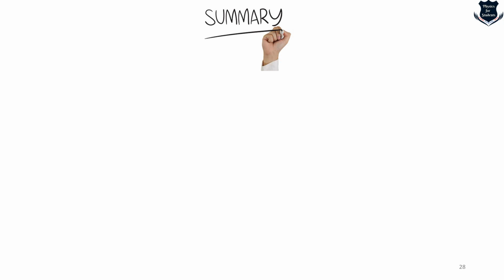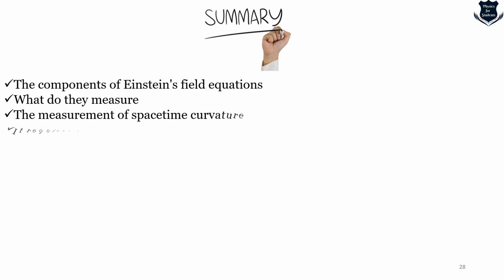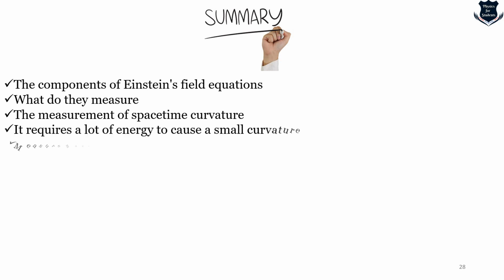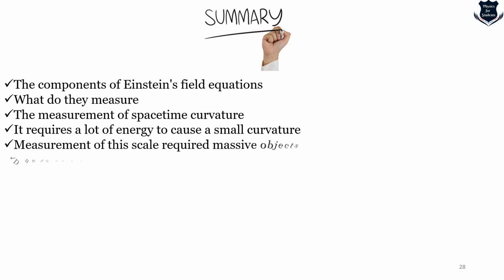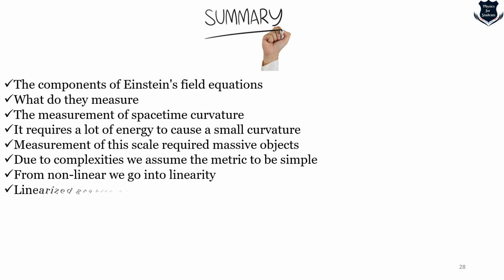So let us summarize what we learned today. First of all, we learned what the components of the Einstein field equation are. Further, if you want to see, you can go to my playlist in Physics for Students. What do they measure and how do we measure the curvature of space-time? We also found out that even with the densest material on Earth, we get a rest energy density, and in spite of that, we get a curvature which is very small. We also learned how the measurement of the scale requires massive objects like black holes, neutron stars, etc.